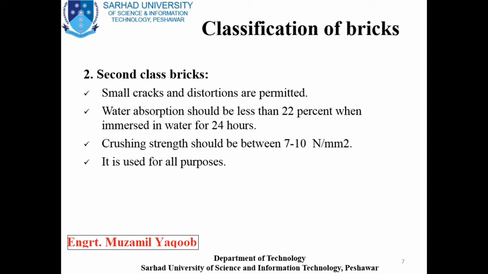Now coming to the second classification. In this category, small cracks and distortions are permitted, meaning small cracks are allowed. Water absorption should be less than 22%. In the case of first class bricks, it was around 20% as we discussed in the last slide. The crushing strength of second class bricks should be between 7 to 10 Newton per square meter, and they can be used for all kinds of construction purposes because they are moderate quality bricks.